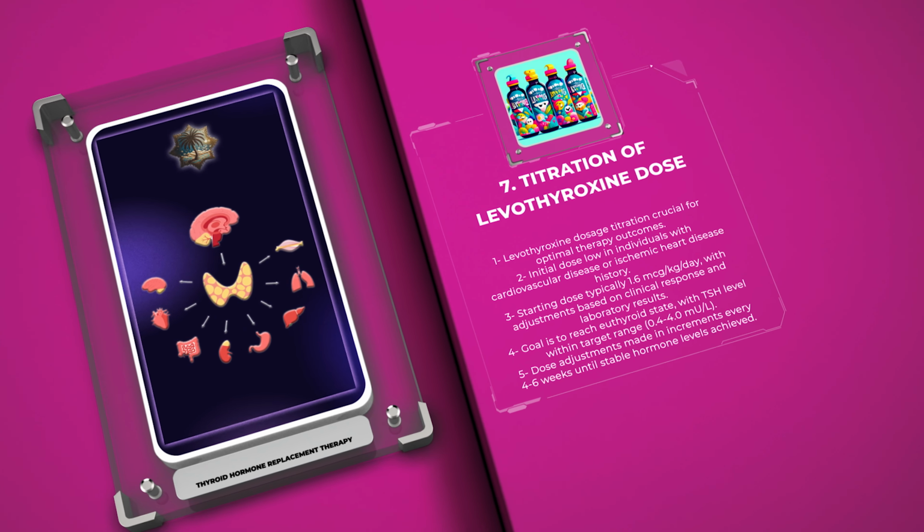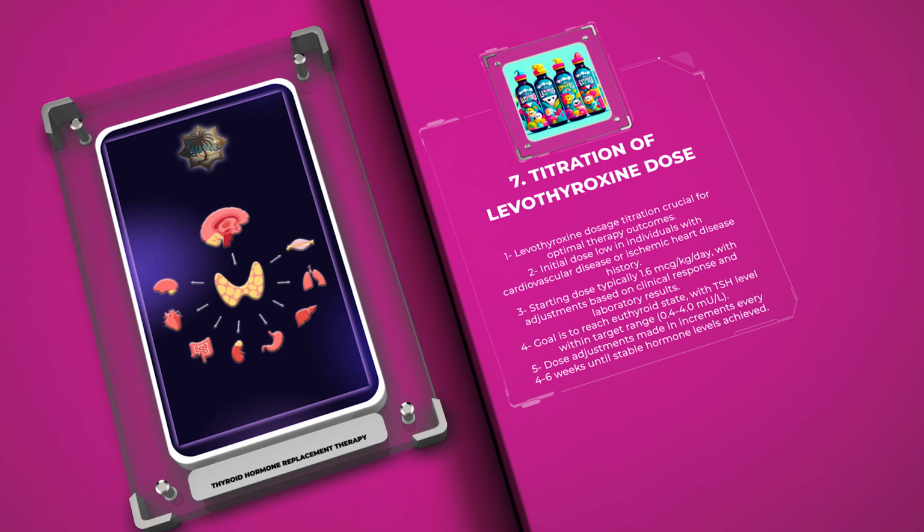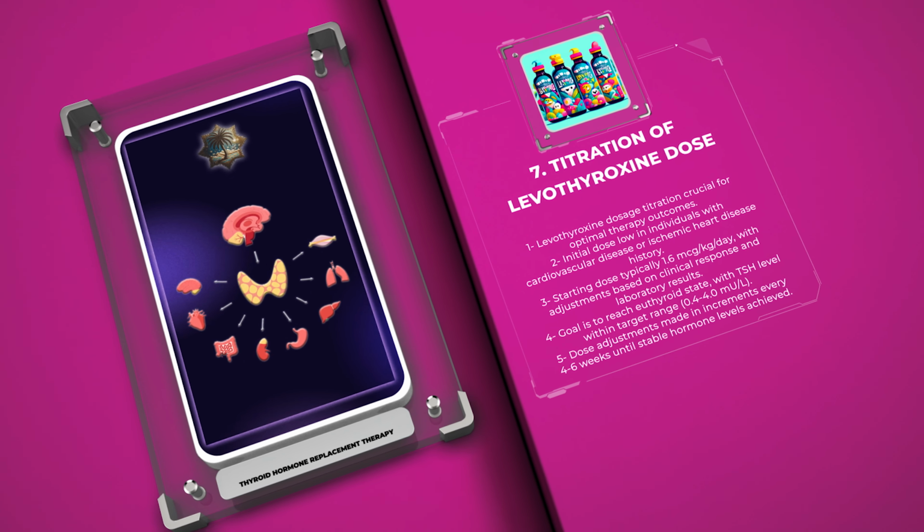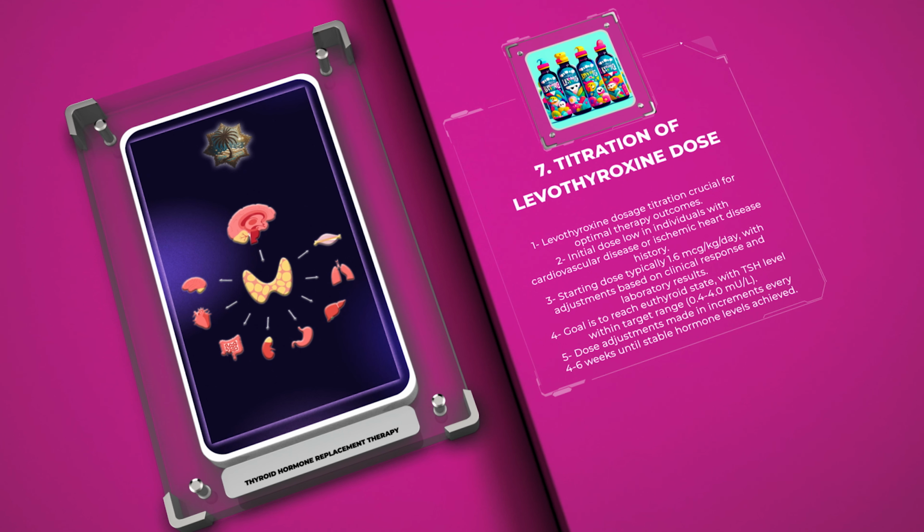The recommended starting dose is usually 1.6 micrograms/kg/day, with subsequent dose adjustments made based on clinical response and laboratory results. The goal is to reach a euthyroid state, generally defined as a TSH level within the target range, 0.4 to 4.0 μU/L. Dose adjustments are usually made in increments of 12.5 to 25 micrograms every 4 to 6 weeks until stable thyroid hormone levels are achieved.